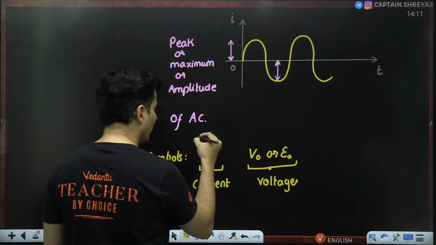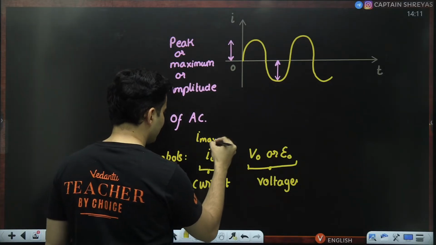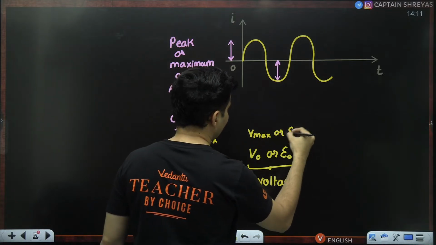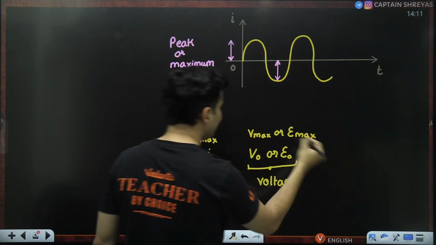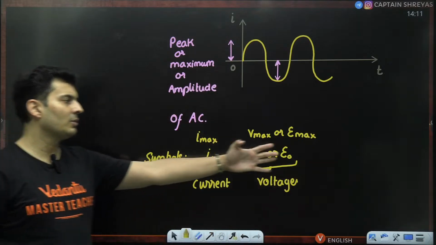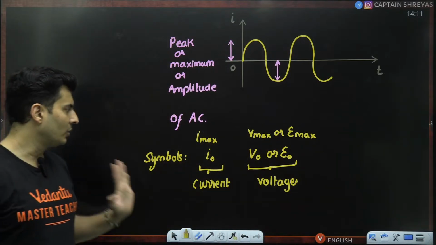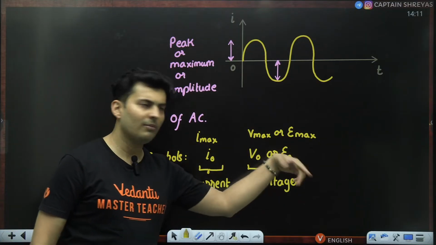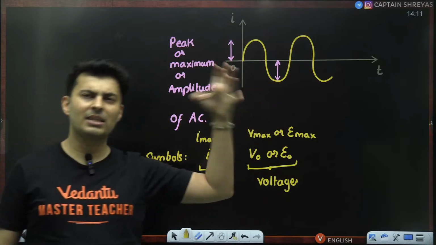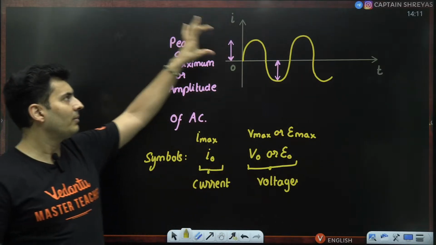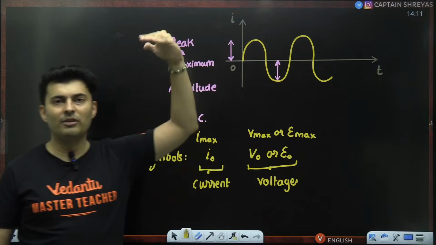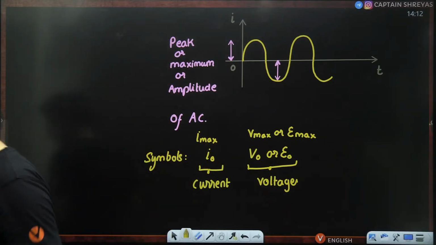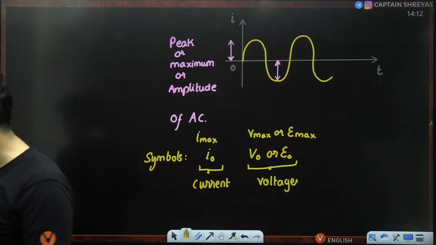Sometimes instead of I naught, people also use I max. Sometimes here also people use V max or even E max. All these are the typical symbols that you will see in many of the books that you are going to use. I m or I max, I naught, V naught, E naught, V m, E m, E max, V max. These are the typical symbols for representing the maximum variation, which is the amplitude, the maximum value of the current magnitude wise.